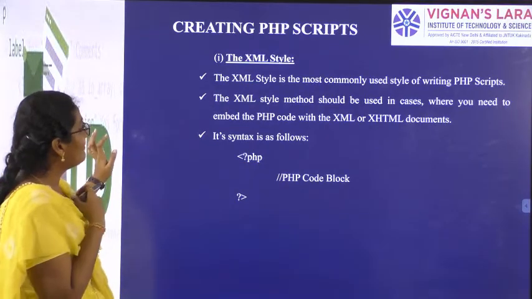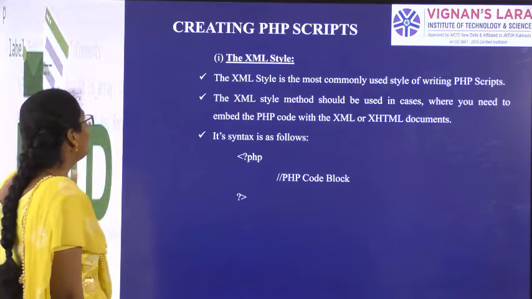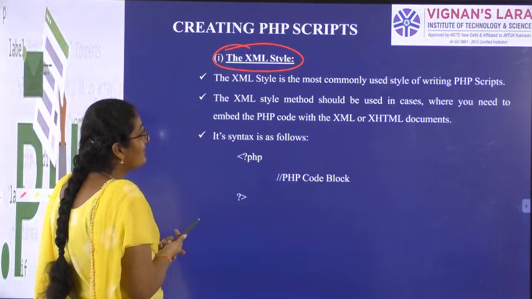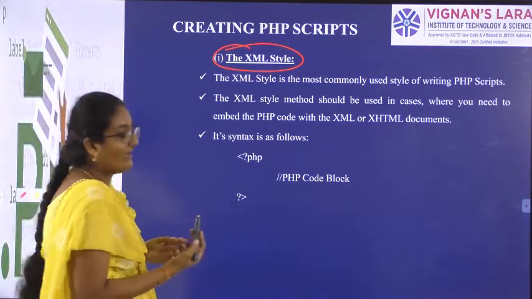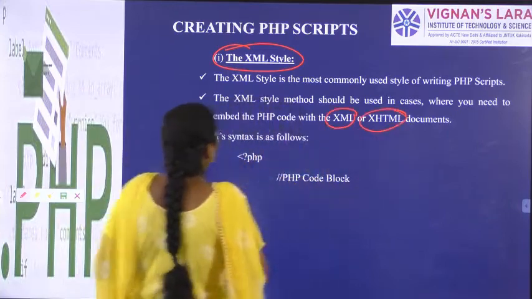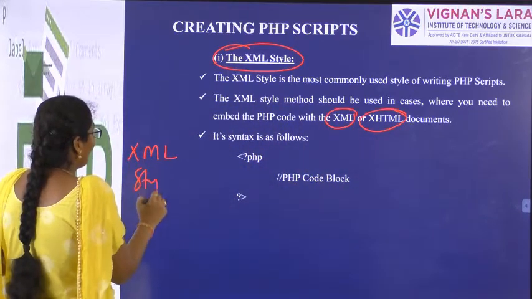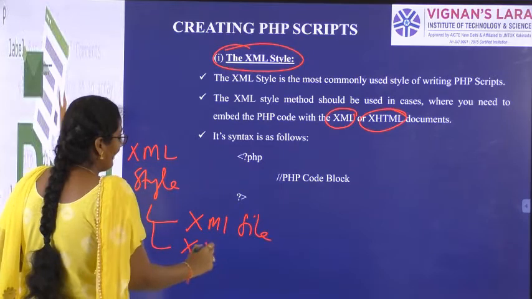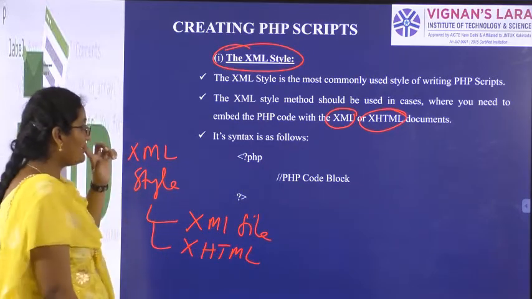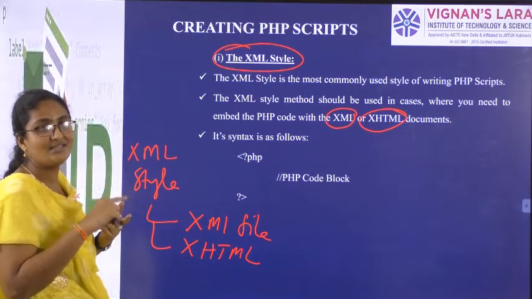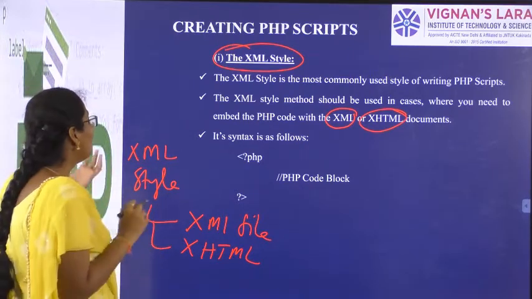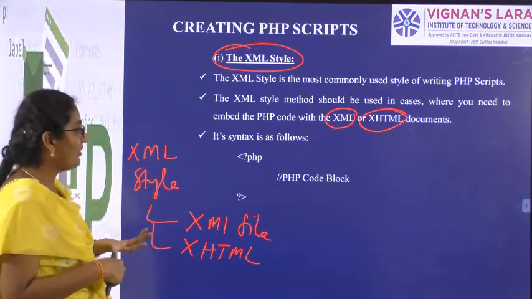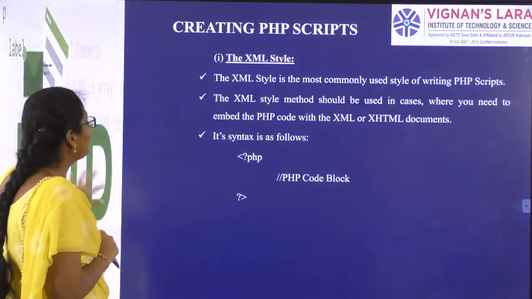So see here, the first one is XML style. XML style is most commonly used for creating PHP scripts. This is used in XML or XHTML. So the first way is XML style, where it is used either in XML files or XHTML. So these points you should remember. Syntax is the same in the 3 ways of creating PHP scripts. What is the difference? The first style, XML style, is used while we are working with XML files or XHTML documents. So what is the second one?